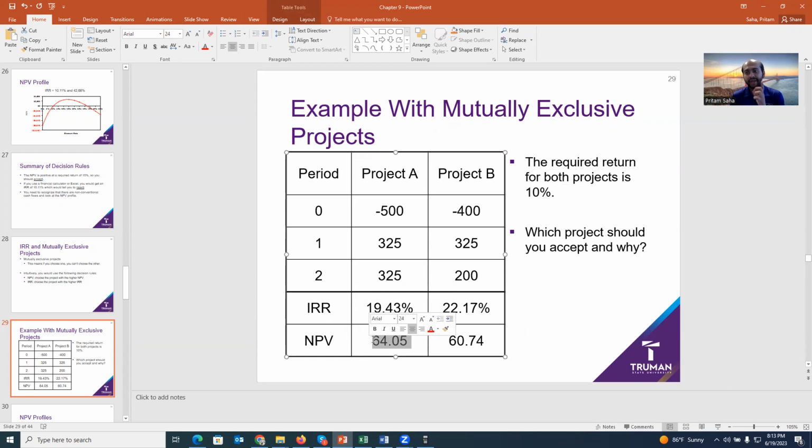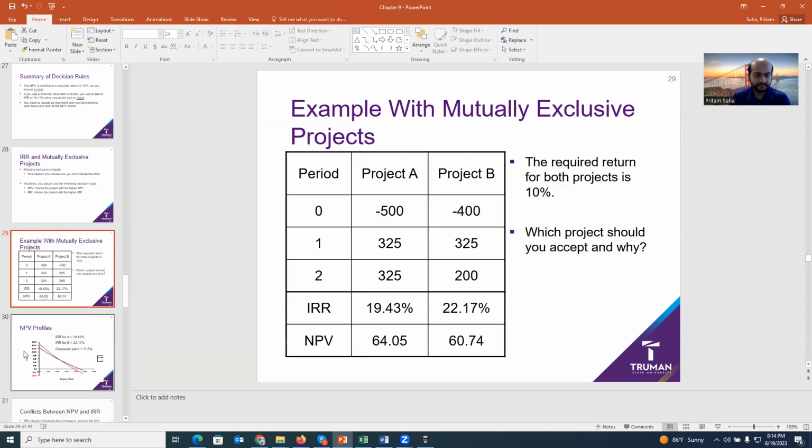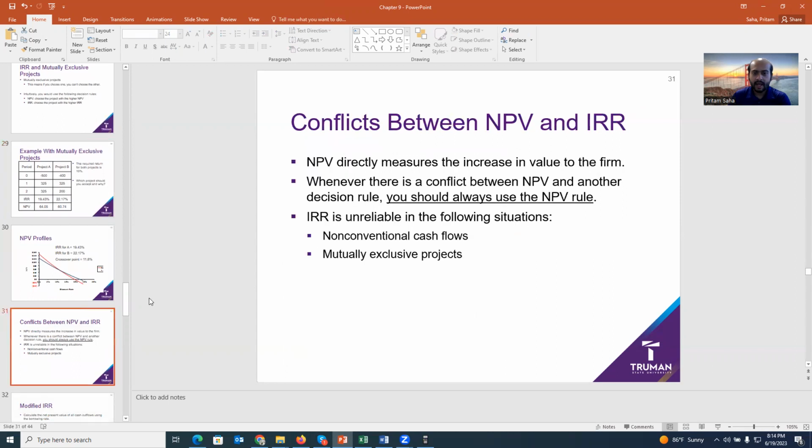So the idea is, if you cannot take both projects because of any constraint or restriction, for example you do not have sufficient cash to invest in both, which is 500 and 400, then it's a mutually exclusive project situation, so follow the NPV decision rule. Then take project A, okay? Now, when there is a conflict, as I said, NPV measures the increase in value. So you should always use the NPV rule, okay?